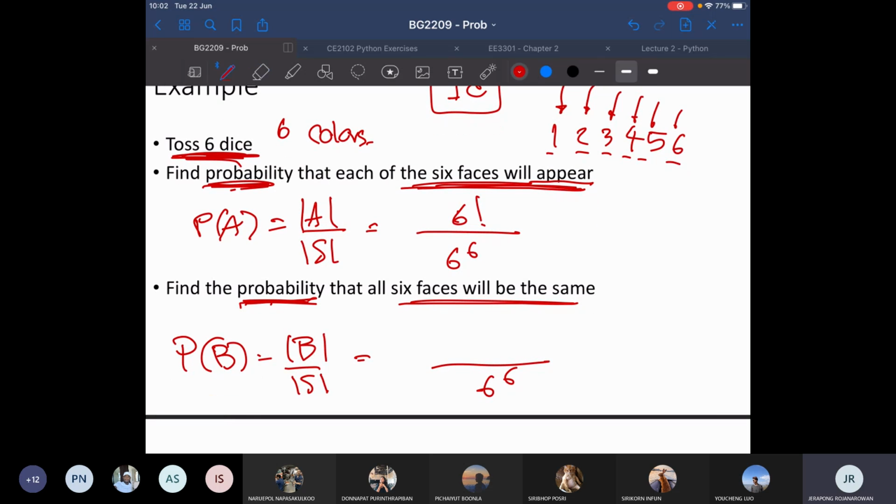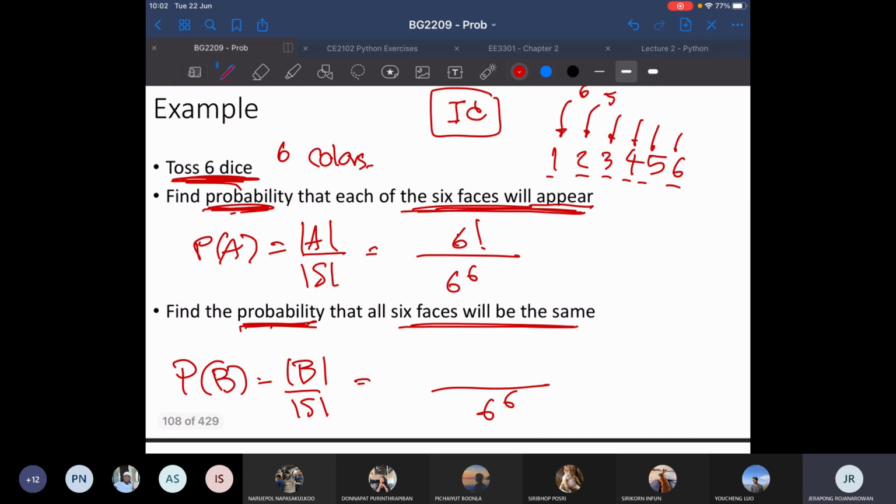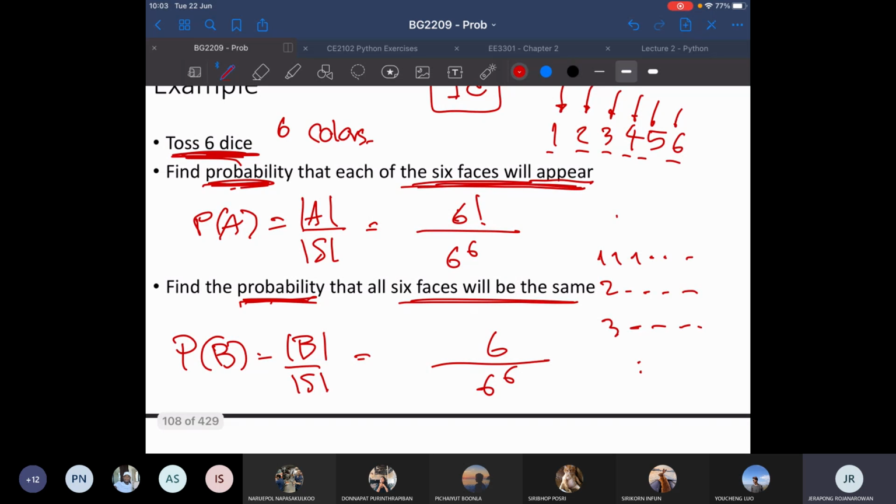And then what about this one, all the 6 faces will be the same? So in this case, what's going to be it? It's going to be 1 1 1 1 1 1, 2 2 2 2 2 2, 3 3 3 3 3 3, and so forth, right? How many ways? Only 6 ways, right? Because the colors here must be different, you have only one way to do it, right? Okay, that's the idea.